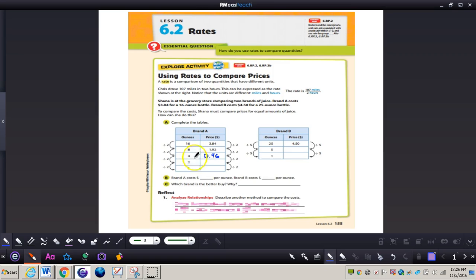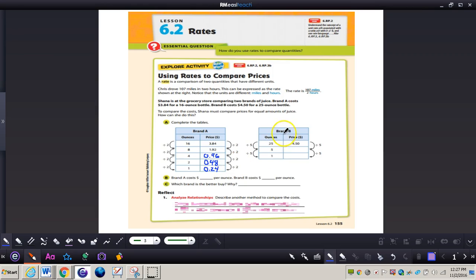Remember, we're trying to get down to the unit rate. In other words, how much is it per ounce? And so we take 4 divided by 2, that gives us 2. 96 cents divided by 2 gives us 48 cents, 0.48. I want you to write this in on page 155 with me. And then finally, 2 divided by 2 is 1. We're getting down to the unit rate now. Then we take 48 cents divided by 2. That gives us 24 cents.